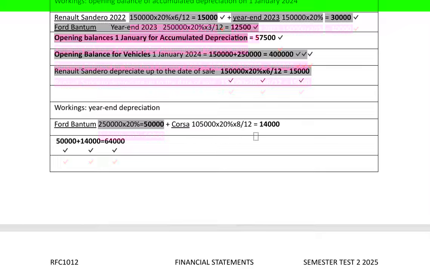And then the Corsa Bucky that we've just bought in the current year, we've only had for 8 months. And 105,000 times 20%. Remember, you include the price of the tow bar that was capitalized to the cost price of the Corsa. It was 100,000 plus the tow bar, 5,000. That is equal to 14,000. And that 50,000 plus 14,000 equals 64,000.